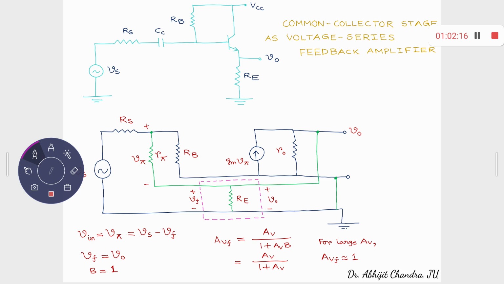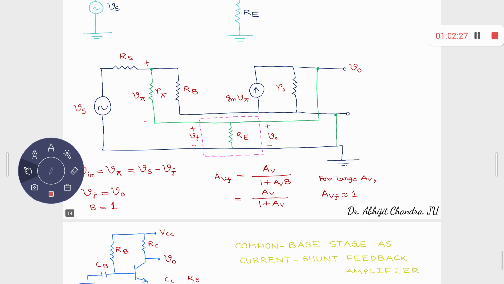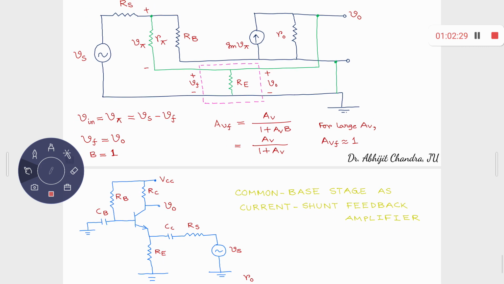So only one is left, that is the current shunt. Voltage we have discussed already. So current shunt is left, using common base. This is a typical common base amplifier. Input is applied at the emitter terminal, output is sensed at the collector terminal, base is ground.